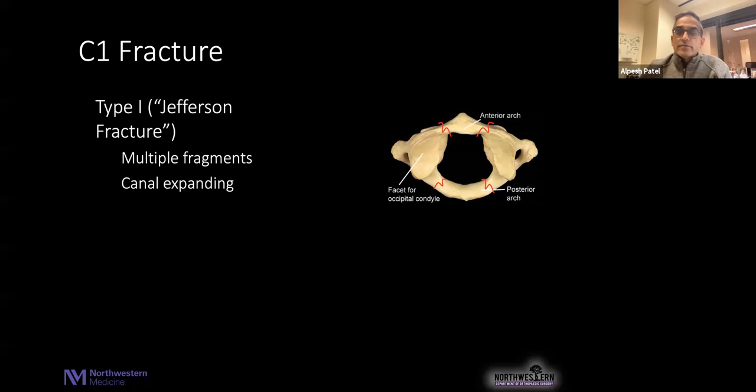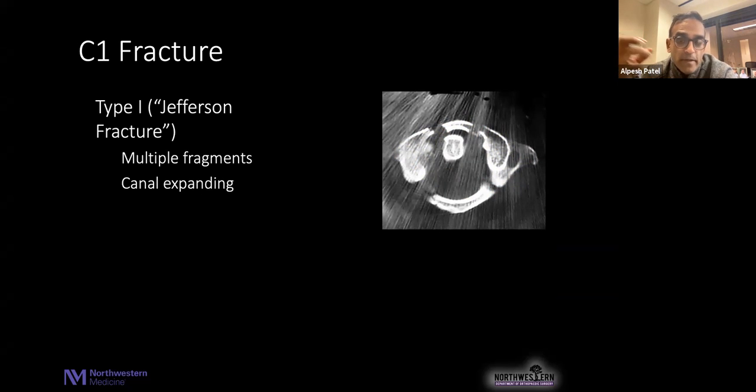So type 1 fractures, which is the most common that we'll see, we call them Jefferson fractures. This is basically a fracture through the ring of C1, oftentimes leaving the ring in either 3 or 4 parts, just like ring injuries in the pelvis leave things in multiple fragments. These are typically canal expanding injuries, right? Think about the ring expanding. So very rarely do you see a neurological injury with it, okay? Which is maybe part of why these injuries were oftentimes missed, because they're neurologically intact patients.